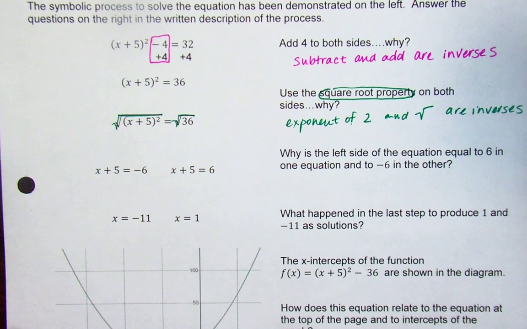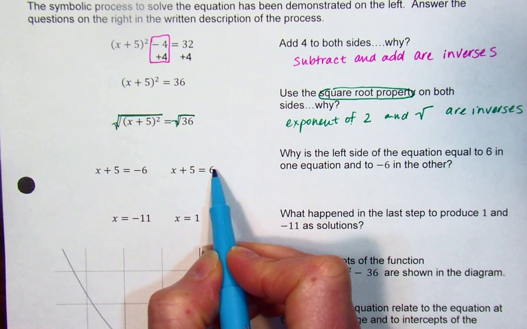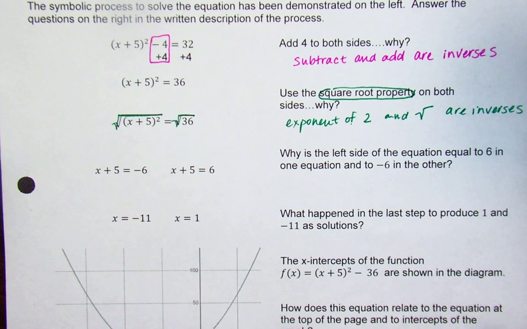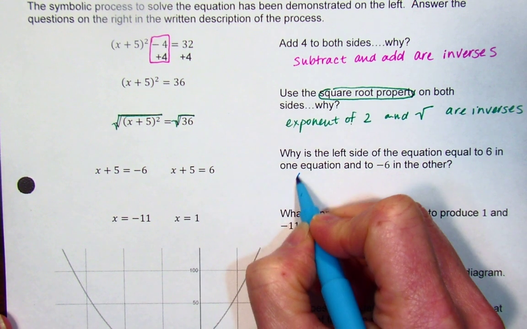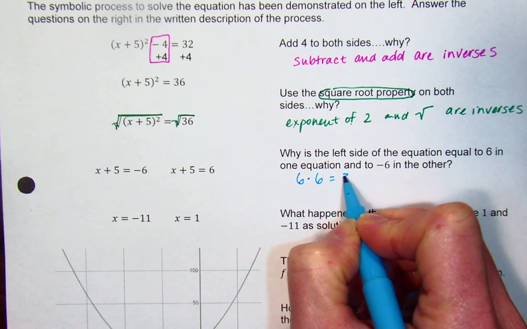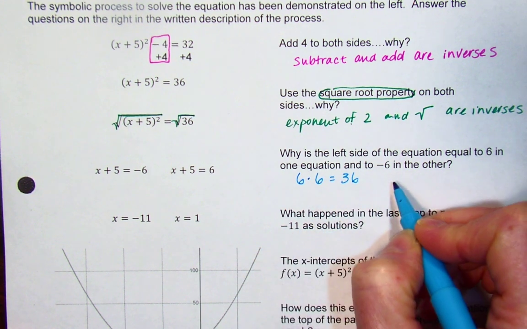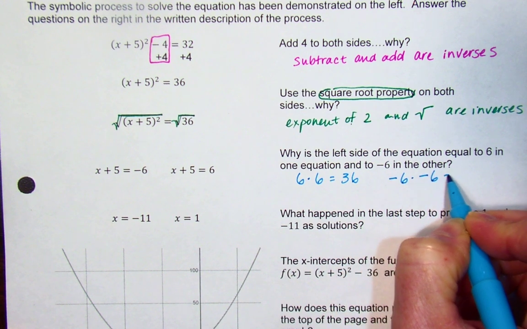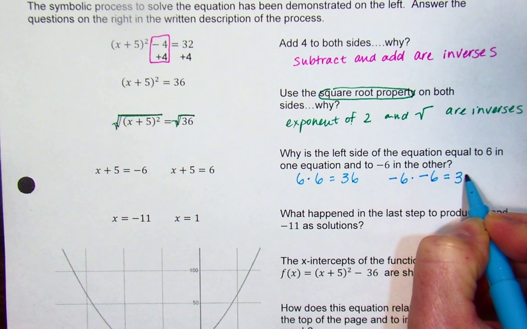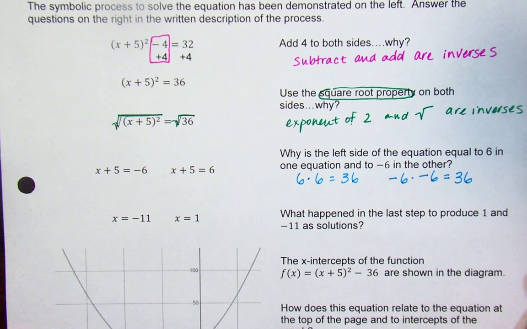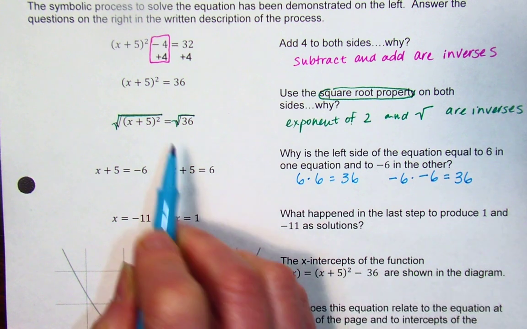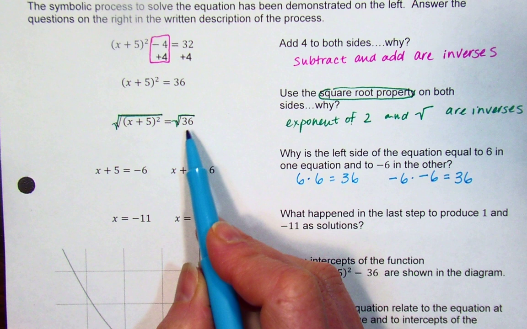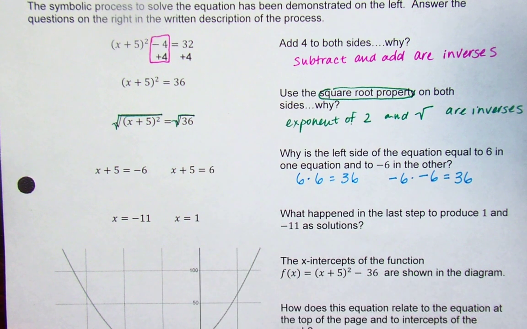And finally, let's talk about why this is a -6 and a 6. How come one equation got somehow split up into 2 equations? Well, isn't it true that 6 times 6 is equal to 36? Yes, it is. But isn't it also true that -6 times -6, a negative times a negative, is a positive 36? Yes, that's also true. So when I use this square root property, I have to think about the negative and the positive roots of 36. This is how we're moving from middle school on to high school.